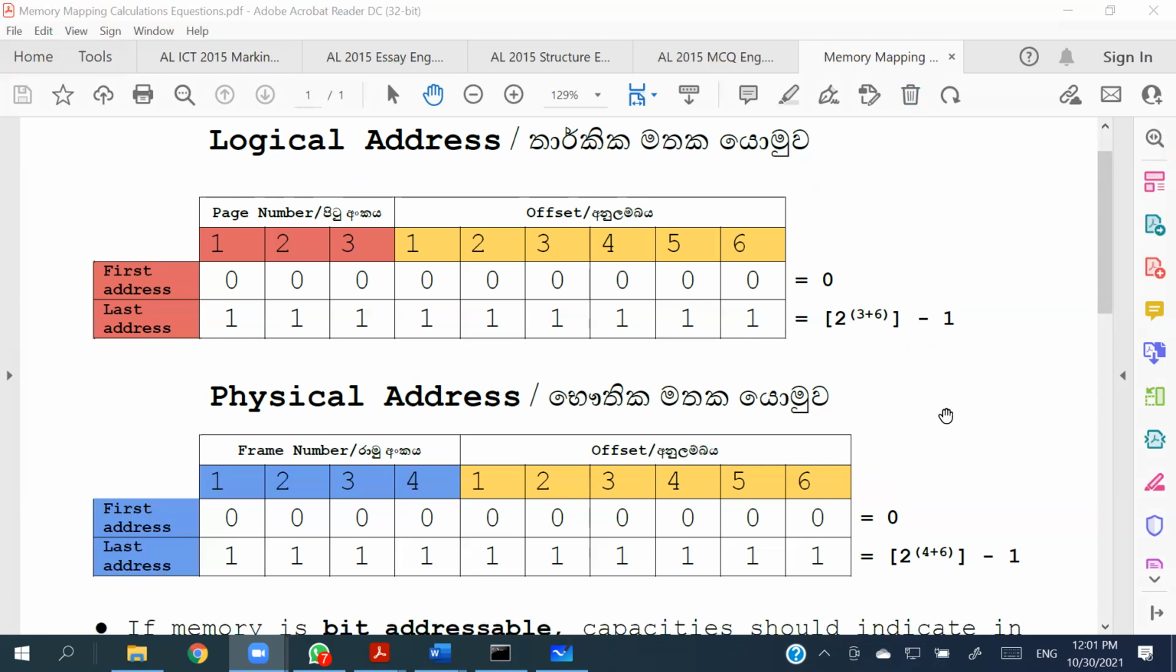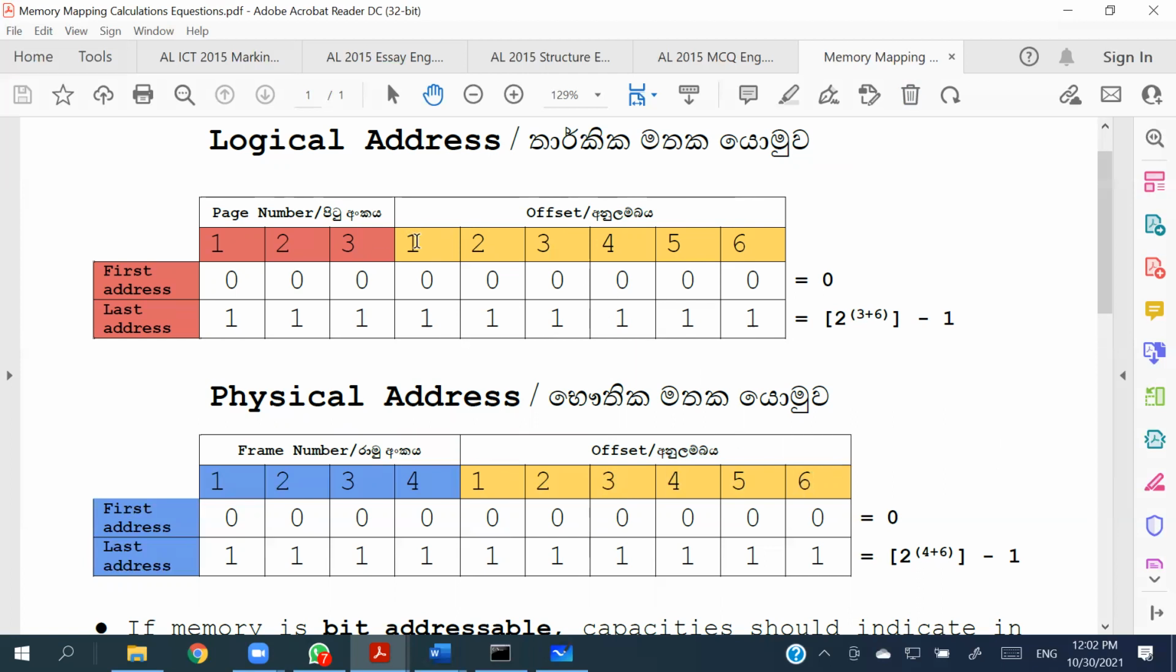Now, when it comes to the physical address, it goes the same way, people. The only difference is in the physical address, we have a frame number as the very first part, then the offset, right? And I need you to take your concentration to the offset size of these both addresses. So see, it's not being changed. When the logical address is mapped into the physical address, the number of bits inside the offset is never going to change. It stays as it is.